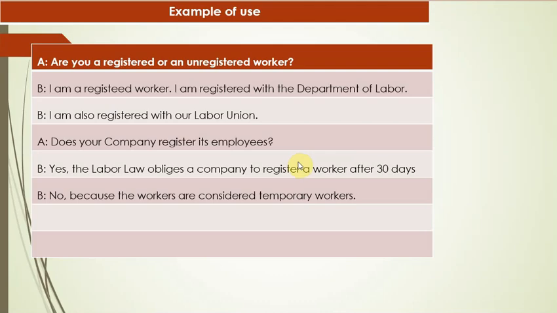But in any society, there must be some informal or unregistered workers. That is obvious. So, does your company register its employees? Yes, because the law obliges a company to register a worker after 30 days of admission.